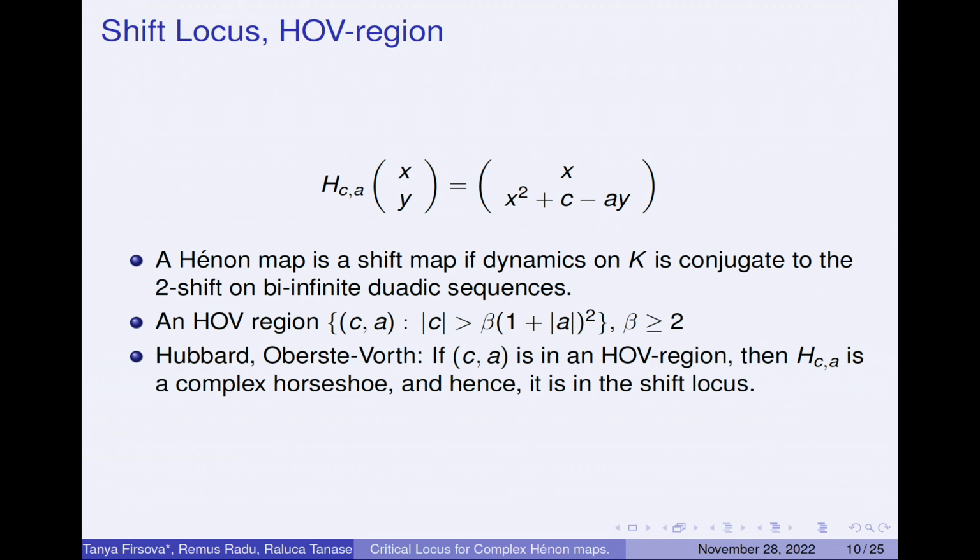Okay. So now let me go to the main topic for my today's talk. So I'm going to look at the Henon maps in the HIV region. I'm going to describe the critical locus for the Henon maps that are not small perturbations. I'm going to look at the quadratic Henon maps. So I'll write down one more time the formula for the quadratic Henon maps. And we say that a Henon map is a shift map if dynamics on K is conjugate to a two-shift on bi-infinite dyadic sequences. And we say that we have an HIV region if we have the following inequality. Absolute value of C is greater than beta times 1 plus absolute value of A squared, 1 plus absolute value of A, and the whole thing squared.